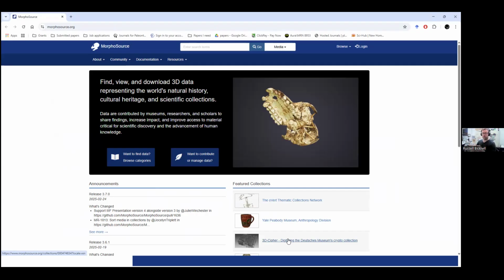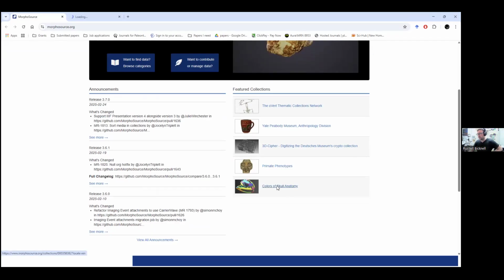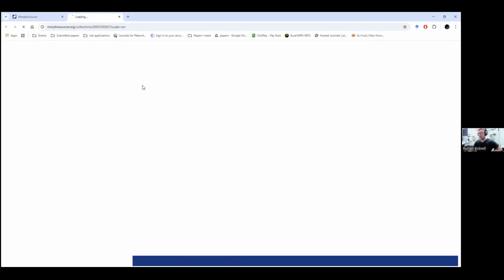So morphosource.org is an open access platform where people are depositing micro CT scans, CT scans, MRI scans, but they're also depositing the three-dimensional reconstructions of these things. So while I don't expect you all to be intimately familiar with how to deal with a micro CT scan, which is a whole process, what you do have the opportunity to do is look at surface scans that have been uploaded as really, really high resolution models. I really like this one over here, looking at colors of skull anatomy.